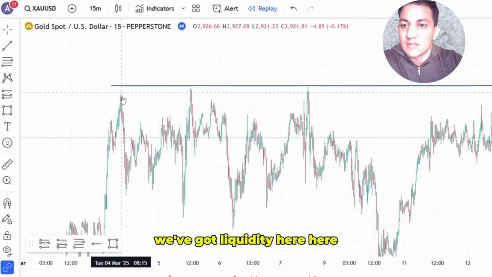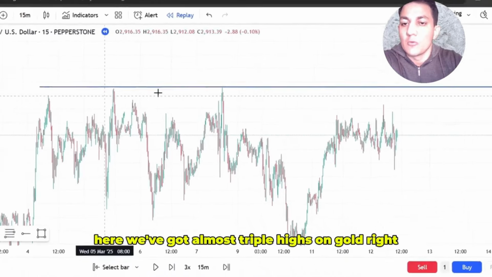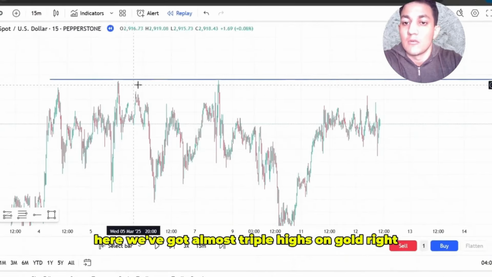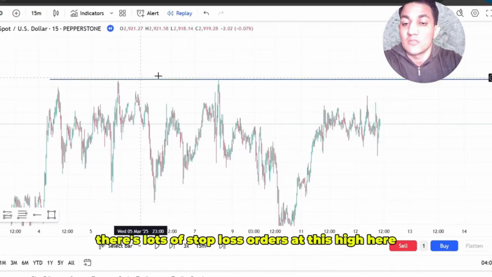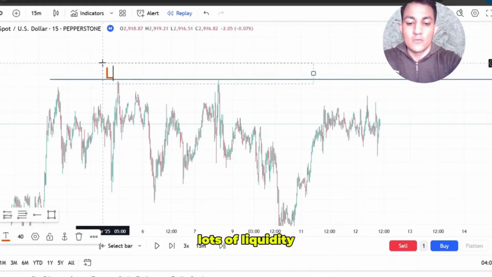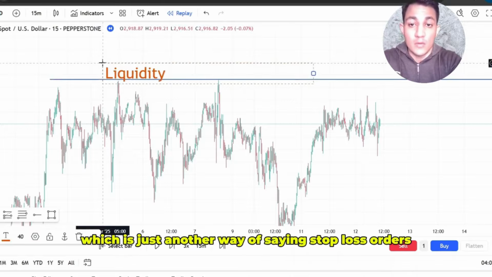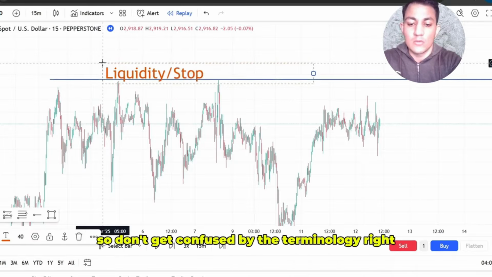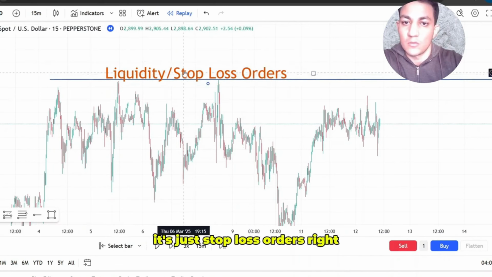We've got liquidity here, here, here. We've got almost triple highs on gold, right? There's lots of liquidity. There's lots of stop loss orders at this high here, right? So we just mark this out. Lots of liquidity, which is just another way of saying stop loss orders. So don't get confused by the terminology, right? That's all liquidity is. It's just stop loss orders.